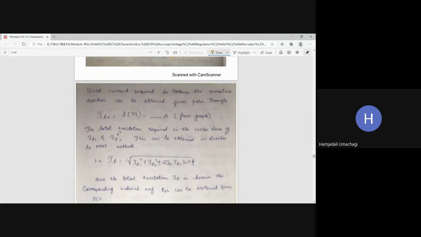Then the total excitation required is the vector sum of IF1 and IF2. This can be obtained similar to the MMF method. So what is the total MMF required for the excitation purpose? That is given by IF equals square root of IF1 square plus IF2 square plus or minus 2 times IF1 IF2 sin psi. So this formula is similar to the MMF method; the same MMF method formula we are using here.